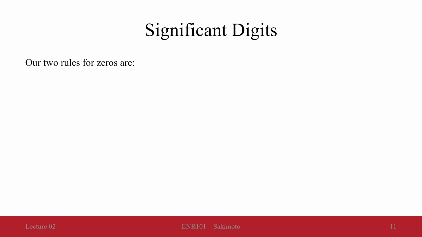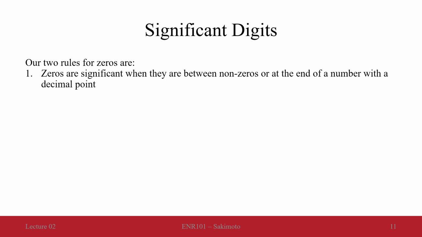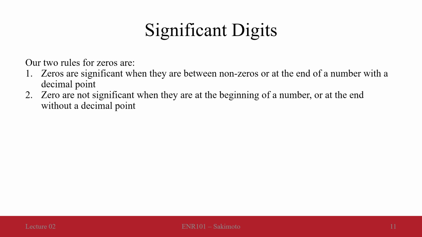When we see zeros, we have an algorithmic way to determine whether or not this 0 is a significant digit. Our two rules for zeros are: if a 0 appears between non-zeros or at the end of a number with a decimal point present, that is a significant 0, something that is measured or counted. If the zeros are at the beginning of a number or at the end of a number without a decimal point, they are not significant, they're just a placeholder. Let's look at some examples so that we can get our heads around this rule.